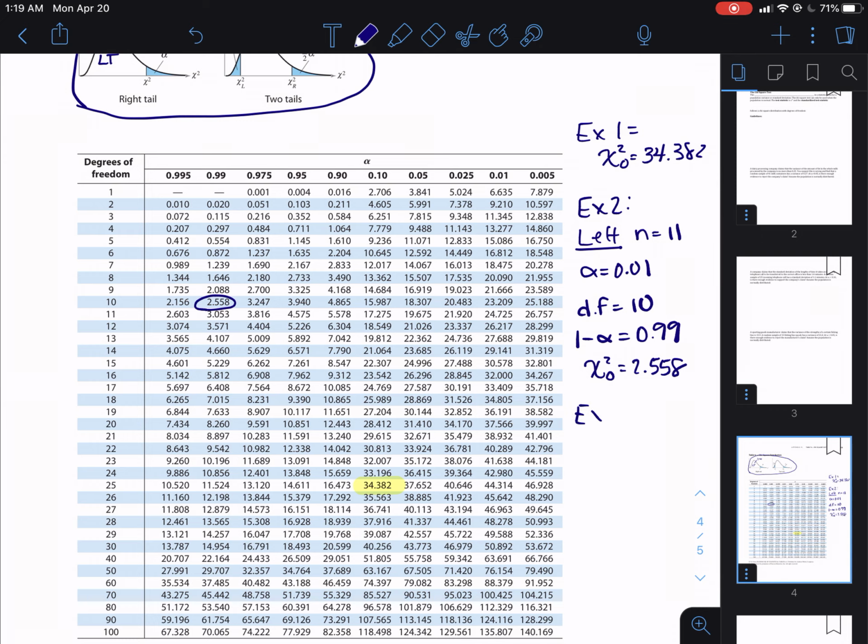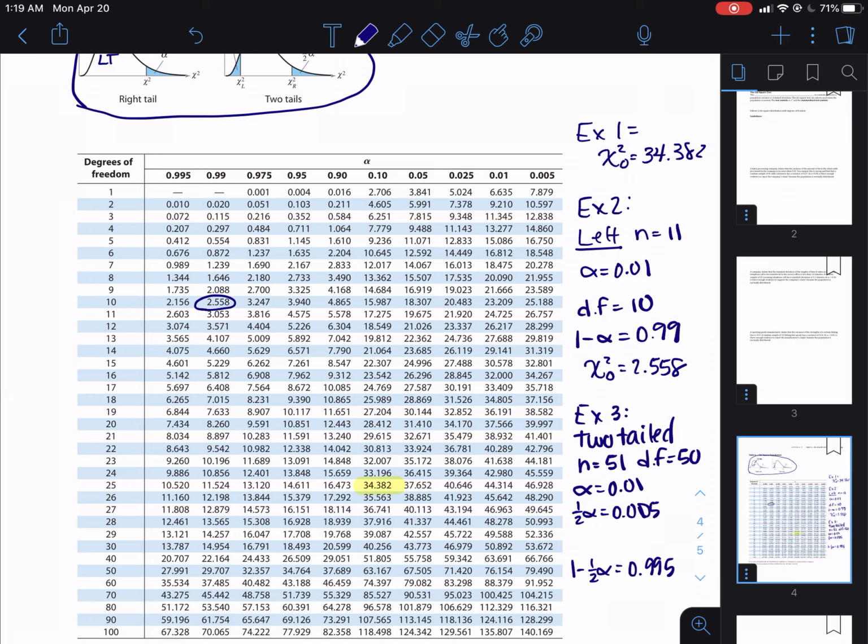Okay, in example 3, we are two-tailed, with n equaling 51, which means our degrees of freedom is 50, and alpha equals 0.01. So remember, we're going to have two different ones here. We're going to do 1/2 alpha, which gives us 0.005, and then 1 minus half of alpha gives us 0.995.